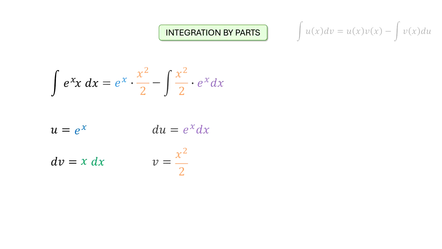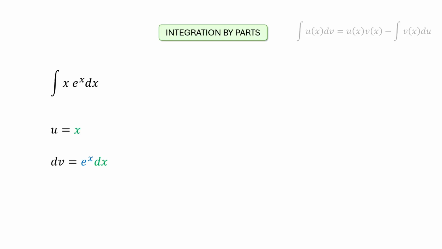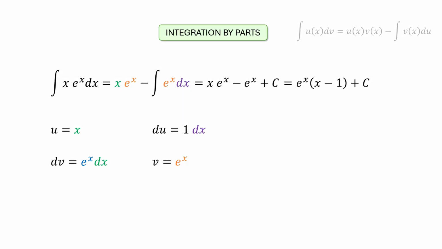Now, let's choose the opposite. The derivative of u is 1. The antiderivative of v is e^x. When we apply the integration by parts formula, we end up with a much simpler integral, which makes the problem significantly easier to solve. But how do we choose correctly?